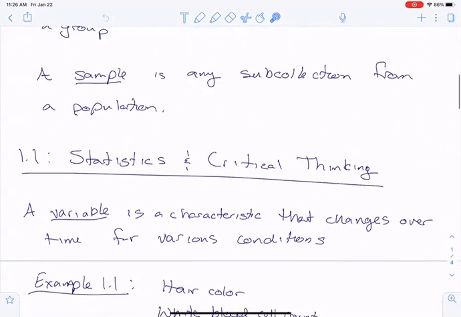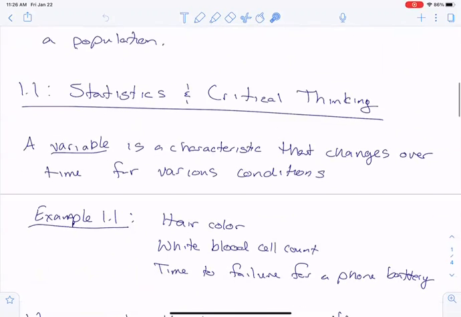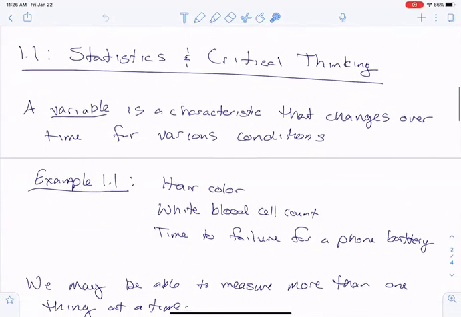So if we move into section 1.1, statistics and critical thinking, we can define really the fundamental object of what statistics measures, right? Algebra has functions, calculus has change, arithmetic has real numbers. Well, the fundamental object of probability and statistics is what we call a variable. And a variable is just a characteristic that's going to change over time for various conditions.